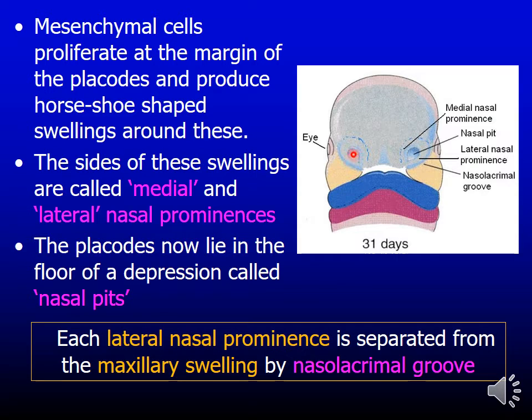Now, these placodes are named nasal pits. This is due to the proliferation of the surrounding area, so it will appear as a depression. The nasal placodes change into nasal pits on both sides, due to the proliferation of the surrounding tissue, forming the medial and lateral nasal prominences. You can see this is the lateral nasal prominence, and this is the maxillary prominence, separated by the nasolacrimal groove. This is the nasolacrimal groove on the other side.